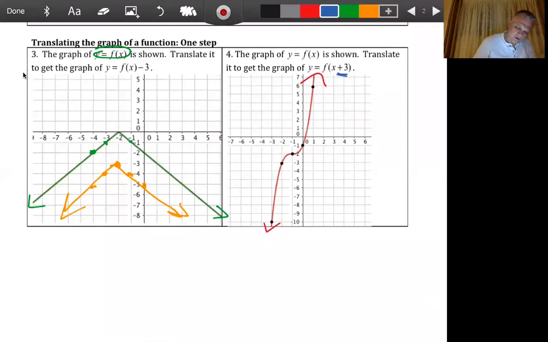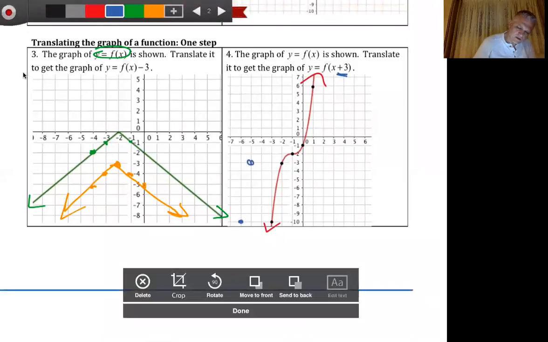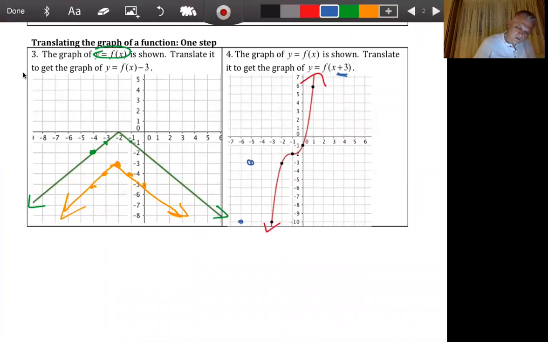So 1, 2, 3, I'll get the bottom guy. 1, 2, 3 right here. 1, 2, 3, this fella, and then 1, 2, 3 for the top guy. Okay, and again, we will connect the dots. Okay, same type of a graph, just moved 3 units to the left. Right.